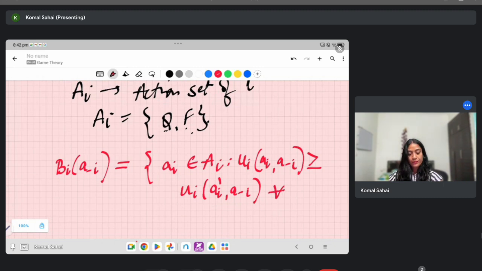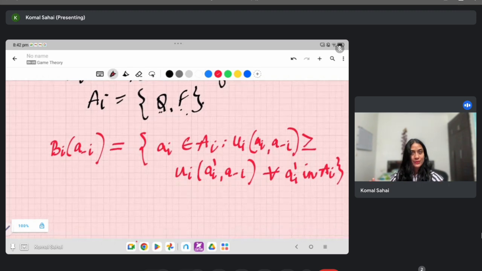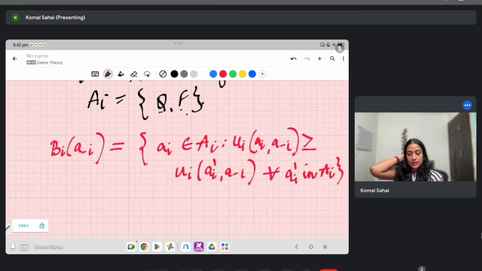For all AI prime in AI. ठीक है? ये notation को I'm repeating again. What it says is the best response function takes as an argument what the other player is doing, right? And gives an action out of player I's own action set. Okay, so ज़रूरी नहीं कि वो action unique हो, but let's start with the case of a unique action.